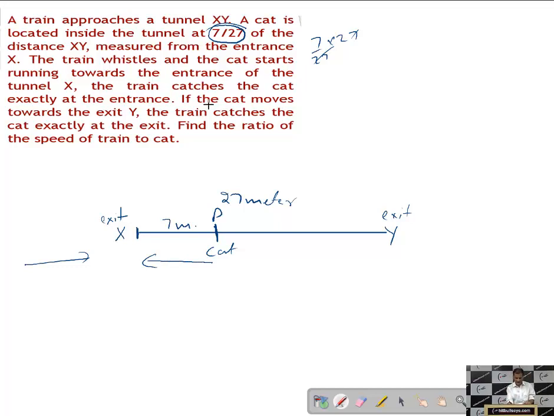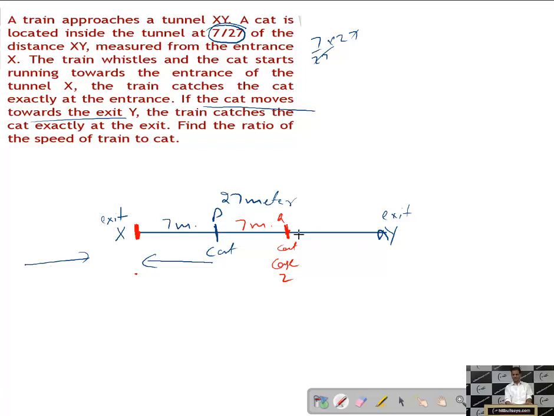Again, in the second case, if the cat moves toward exit Y, the train catches the cat exactly at the exit. Students, when the train comes at exit X, instead of running toward exit X, if the cat runs toward exit Y, again the speed of the cat is the same. In this direction, the cat will also cover 7 meters. By the time the train reaches exit X, the cat will cover the distance of 7 meters toward exit Y. Now the cat is situated here in the second case, at this point Q.